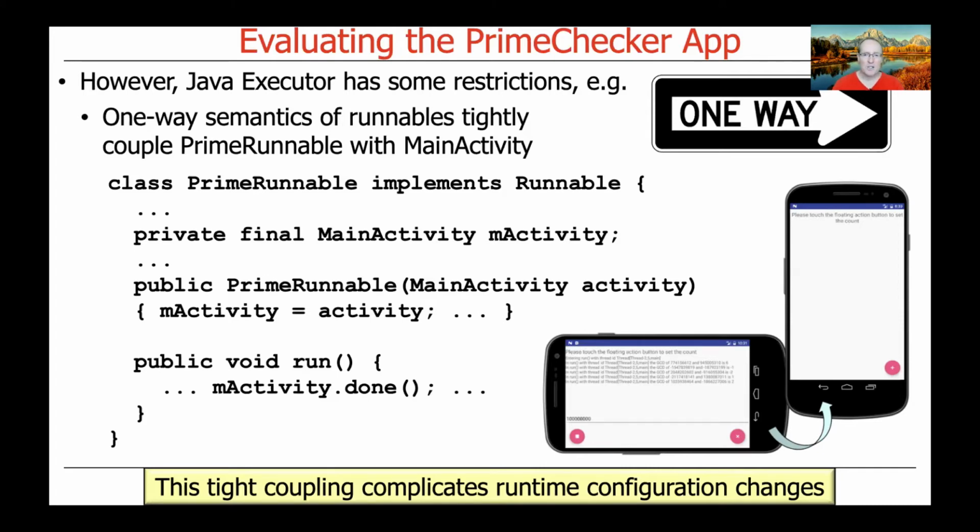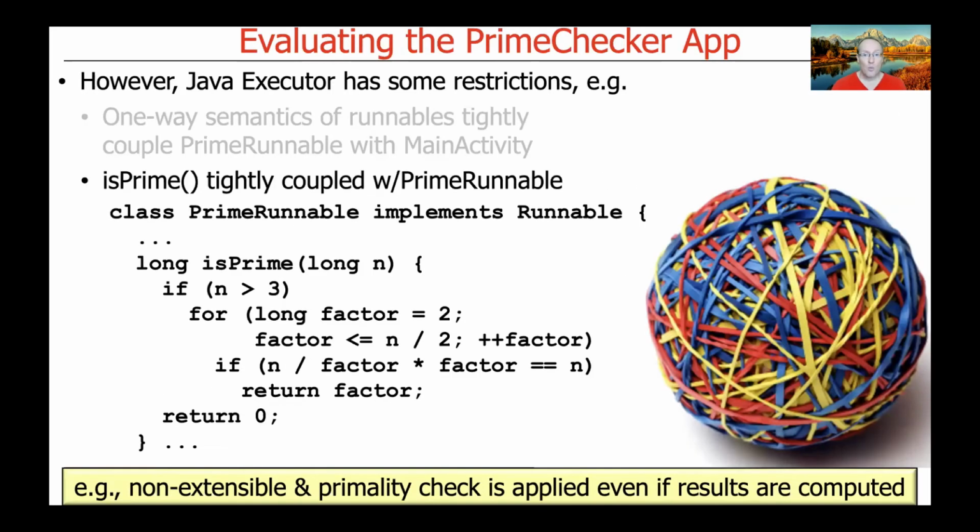Runtime configuration changes occur with Android when you take a phone that's in portrait mode and you rotate it to landscape mode or vice versa. And that causes the main activity to be destroyed and then a new activity to be created. And if we tightly couple the activity with the prime runnable, then chaos and insanity break out when the activity goes away. We also have another problem here.